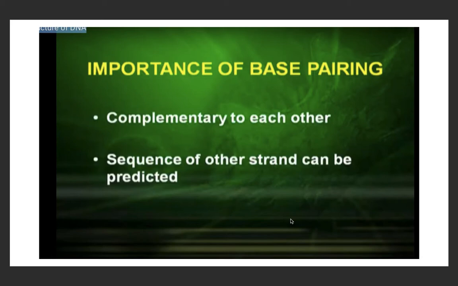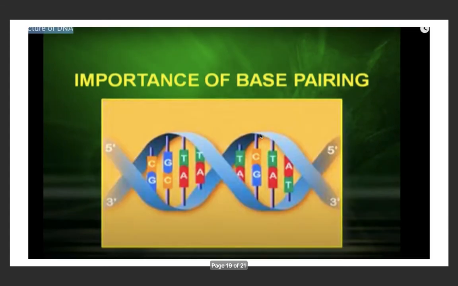The importance of base pairing in the DNA molecule is that the strands are complementary to each other, and the sequence of the other strand can be predicted by this complementary base pairing arrangement of the nitrogenous bases. You can see here how that base pairing gives them a solid, stable structure by adding strong hydrogen bonds between them, which provides a strong, more stable structure to the DNA molecule.